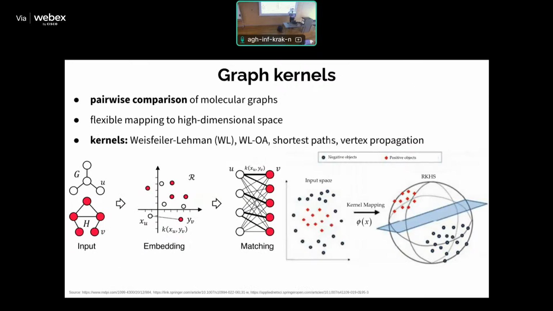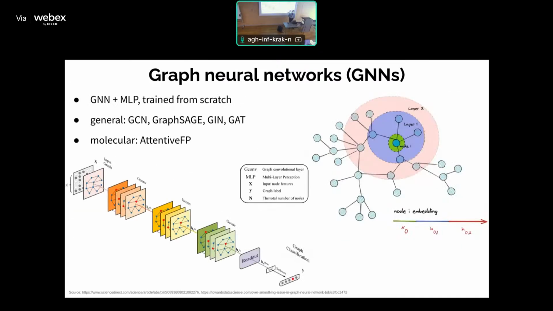Secondly, graph kernels, slightly more mathematical because they do pairwise comparison of molecular graphs. Those are very flexible algorithms that project the graphs into a high-dimensional metric space using something called reproducing kernel Hilbert spaces. It's pretty advanced math, but in short, you take a graph and it translates it into a point in a very high-dimensional space where your algorithms are mathematically supposed to work very well in terms of classification.